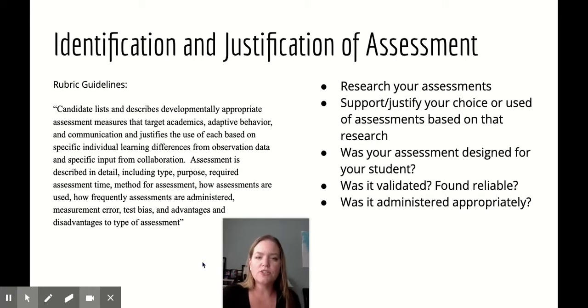When you're doing your research, you need to look at, was it validated? Was it found reliable? The publishing information should have information on validity and reliability testing. That's really an important part of using standardized assessments. And then you want to reflect on, was it administered appropriately? Again, you do your research there. How is this kind of test supposed to be administered? Was there specific training that needs to be involved? Were they following all the rules and procedures of that assessment process?